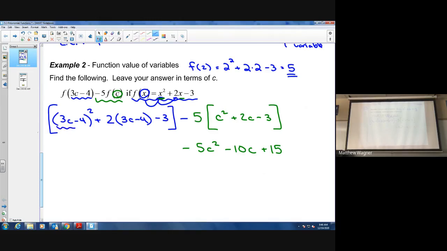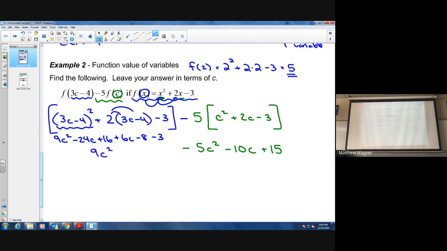We'll need to FOIL my first expression. I wind up with 9c squared minus 24c plus 16. Now I can move on to the second and distribute. So I get plus 6c minus 8. And then we have that minus 3 off to the side. I'll want to combine like terms.